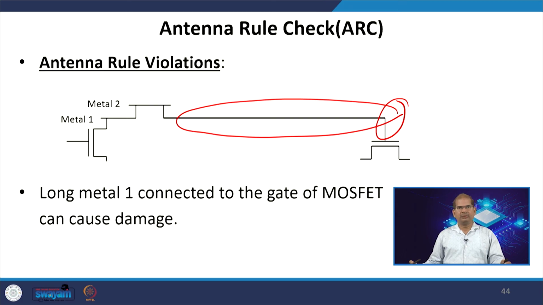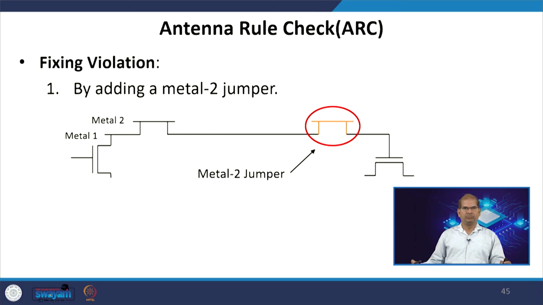So, this can be avoided by adding a jumper, a metal two jumper. Here we need to add a jumper. The metal one is changed to metal two near the gate. Since it is changed near the gate, the length of the metal is reduced. When the length of the metal is reduced, the charge accumulation also reduces, there will be no damage to the gate oxide, and your violation can be fixed.